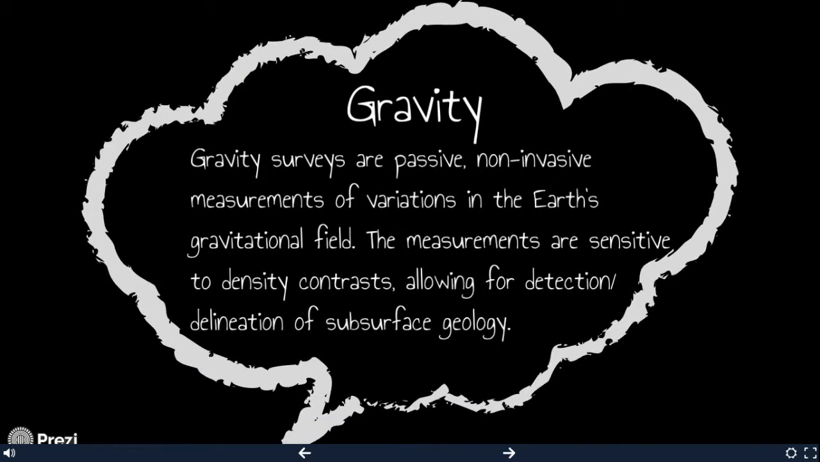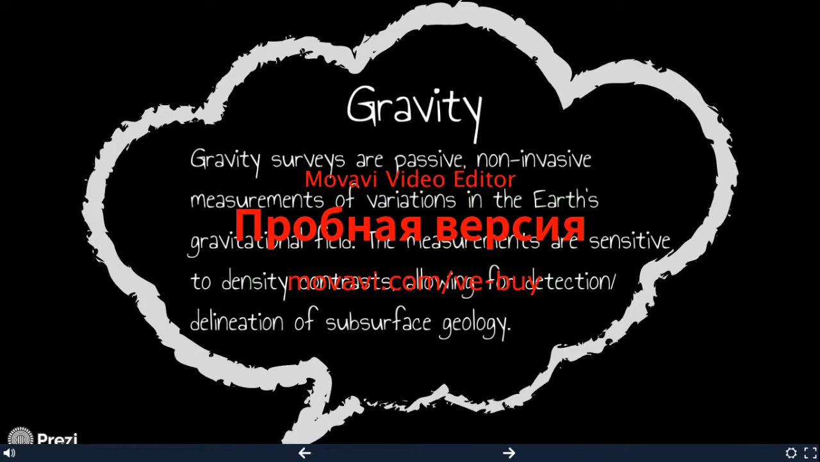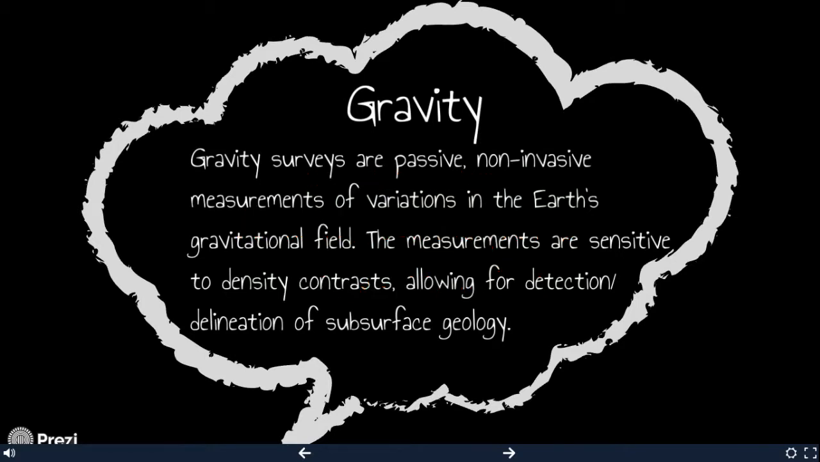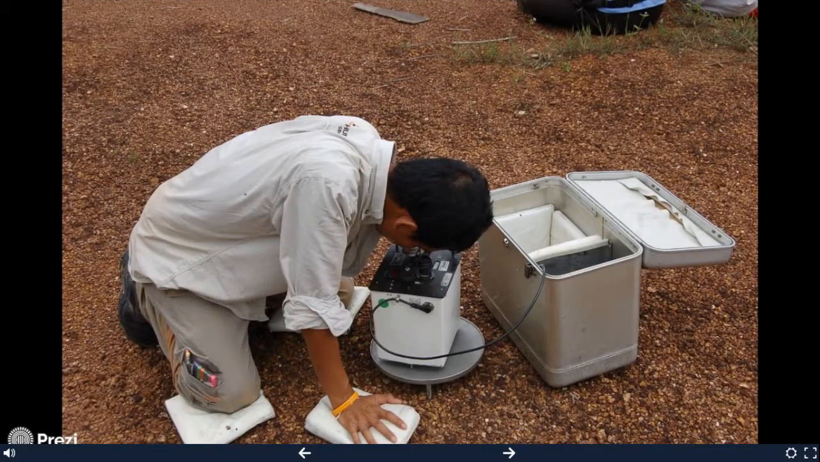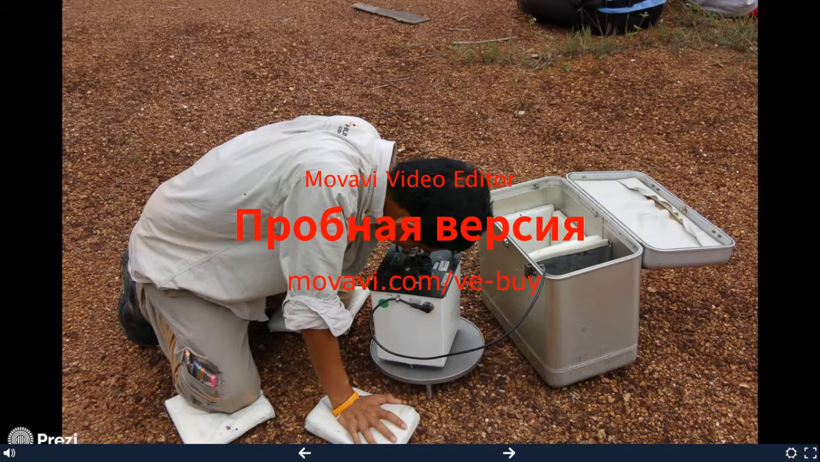The next method is gravity. Gravity surveys are passive, non-invasive measurements of variation in the Earth's gravitational field. The measurements are sensitive to density contrasts, allowing for detection and delineation of subsurface geology. A simple gravimeter shown in this picture measures the density variations of underlying rocks, and by this information further decisions are made by geophysicists on the surface.